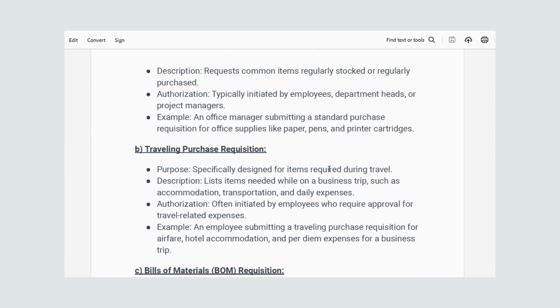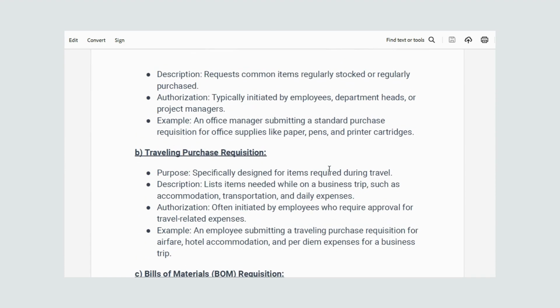Then comes traveling purchase requisition. This kind of form is specially designed for items that are required during travel. Okay, so what all things are included in this form? The list of items that are needed for a business trip, like accommodation, transportation, daily expenses, all those things are included in this form. This type of form is often initiated by the employees who require approval for travel related expenses.